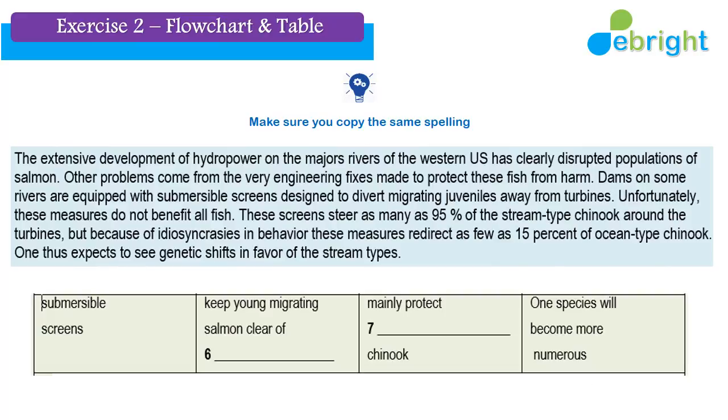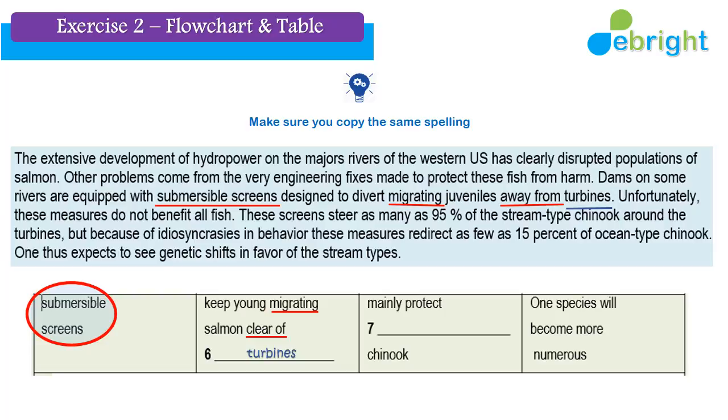Well, let's complete the table over there. The first keywords are submersible screens over there. So you've got in the text submersible screen in line 3, and then the next keywords in the next column, keep young migrating salmon clear of. Migrating, you've got migrating over there, and then clear of, you've got away from, and the answer is turbines, so you should write turbines. One tip, make sure you copy the same spelling as the word in the passage.